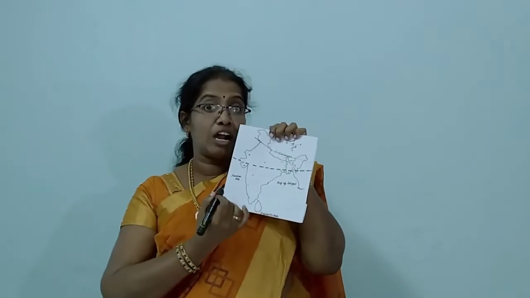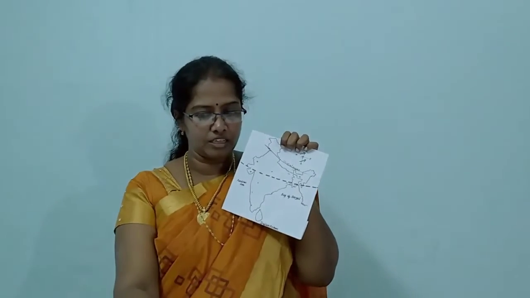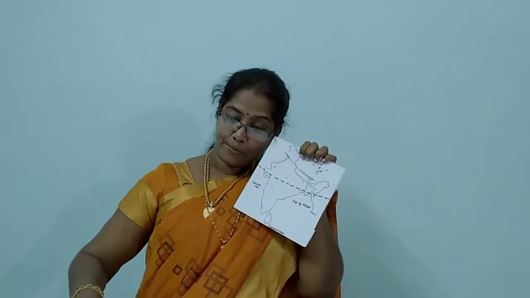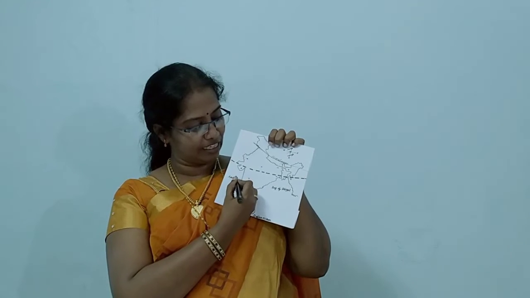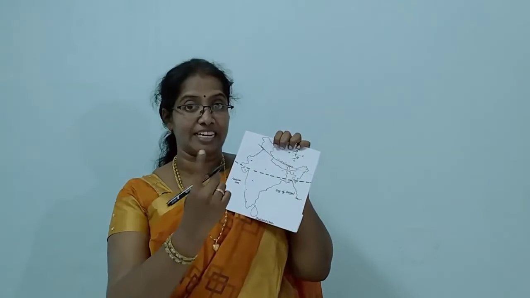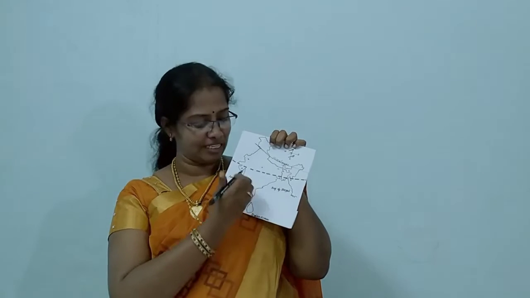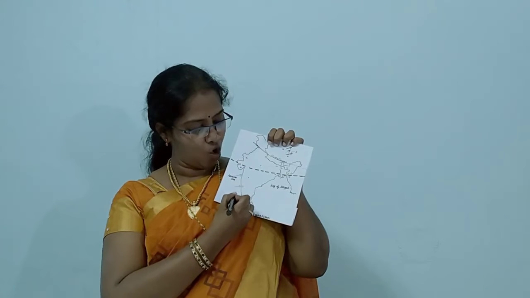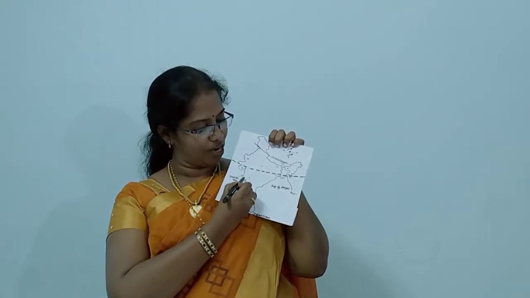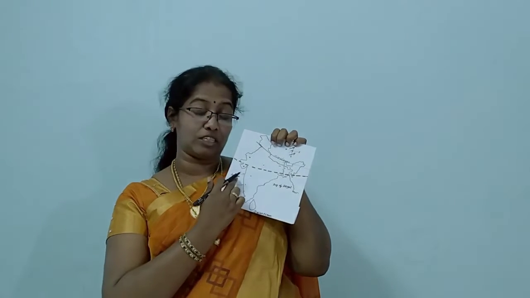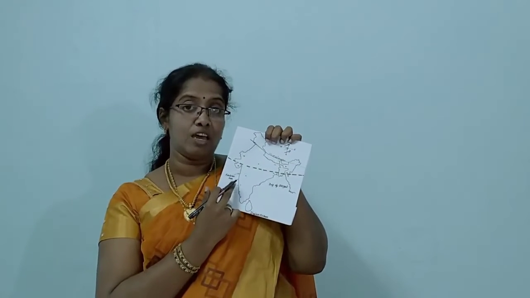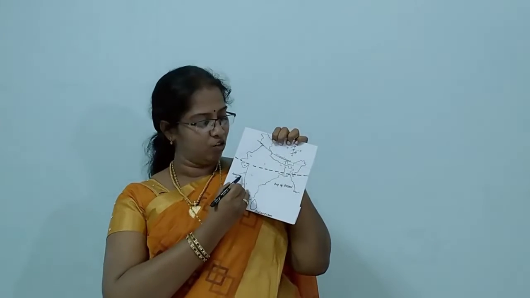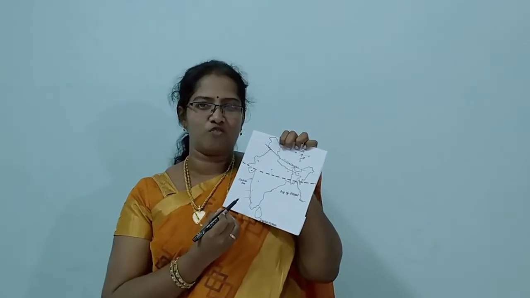I am going to draw in front of you, children. Listen. There are two branches, the Arabian Sea branch and the Bay of Bengal branch. The first part of the Arabian Sea branch strikes against the Western Ghats. Here the Western Ghats are there. It gives heavy rainfall in the west coast plain.